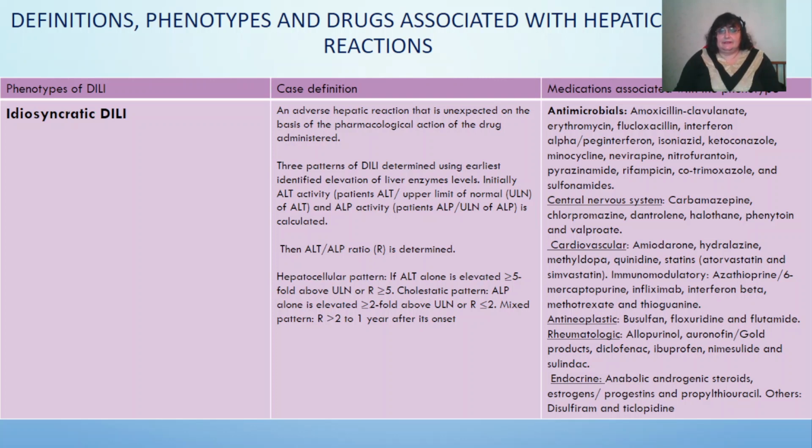Hepatocellular pattern: if ALT alone is elevated more than 5-fold above the upper limit of normal, or R ratio more than 5. Cholestatic pattern: ALP alone is elevated more than 2-fold above the upper limit of normal, or R ratio less than 2. Mixed pattern: R ratio more than 2, 1 year after the onset.